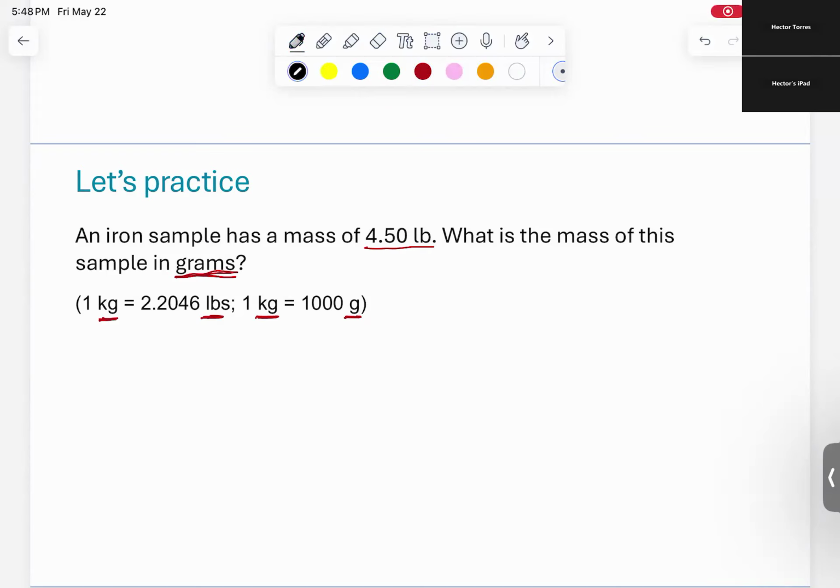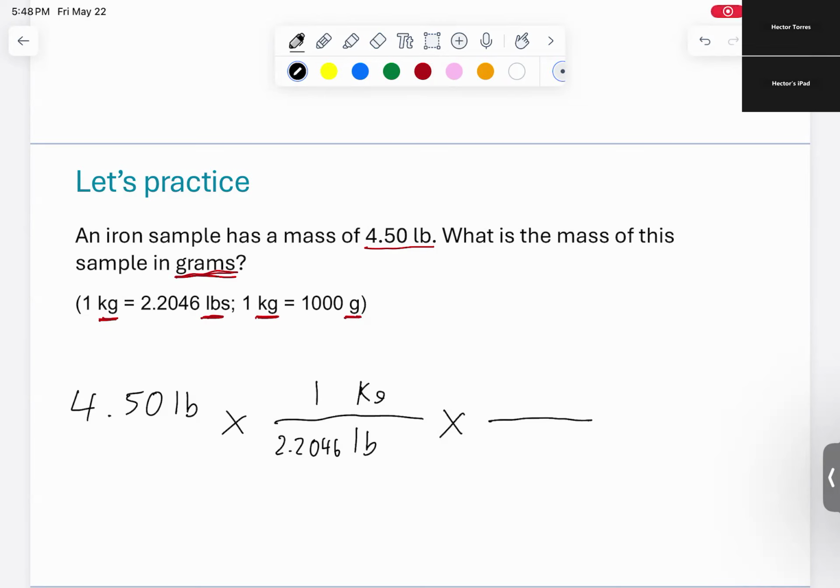First things first, I'm going to write down my 4.50 pounds. And then times, I know I want pounds on the bottom so that I can cancel that out. I want to get rid of those pounds so I can have units of grams. But on this one, I have the kilograms on top. For the conversion, I'm going to have 2.2046 on the bottom, and then I'm going to put a 1 on top. You don't have to, but I like it. So now I'm in kilograms. But I want to get to grams.